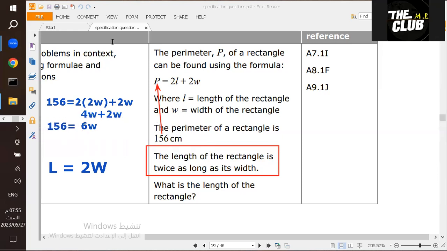6. Good. 156 divided by 6 gives 26. Good. Easy? Yes.